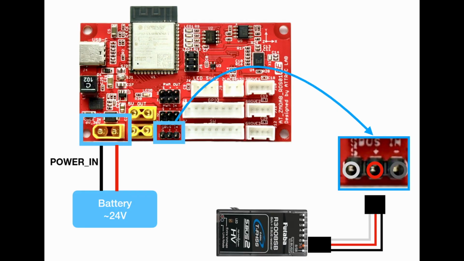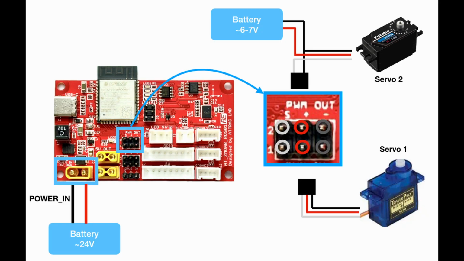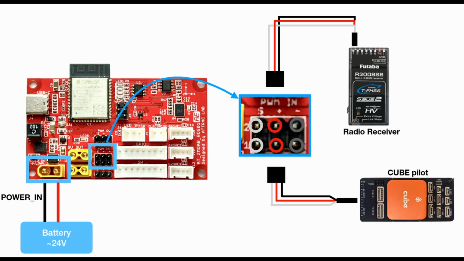You can connect a radio receiver S-bus port to control the robot manually by radio transmitter, or switch to ROS control mode. So even if you don't have a computer, at least you can move the robot by radio transmitter. There is a PWM out port which you can use to drive a PWM servo, and also a PWM in port to read PWM input from a radio receiver or from a dual pilot.